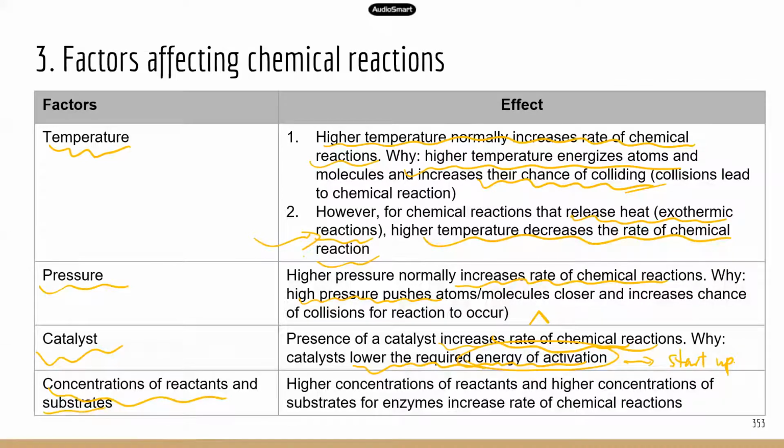Lastly, concentrations of reactants and substrates. The higher the concentrations are, the faster the chemical reactions will go, right? Because you have more molecules available for the chemical reactions to happen. And in terms of enzymes, we'll talk about reactants, right? Those are the chemicals that are usually on the left side of a chemical reaction. The reactants are going to be the substrate for enzymes. So the more substrates you have, the more raw material enzymes have to work with, right? So this will also increase the rate of chemical reaction.